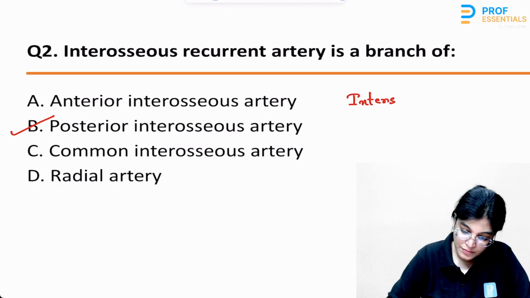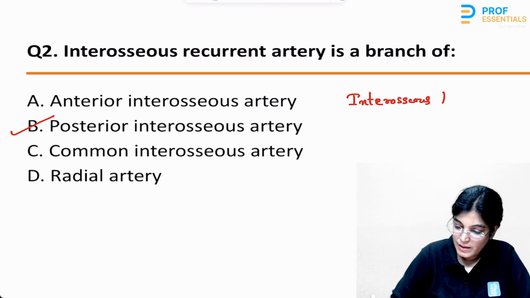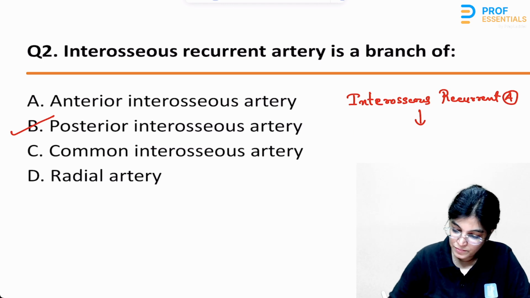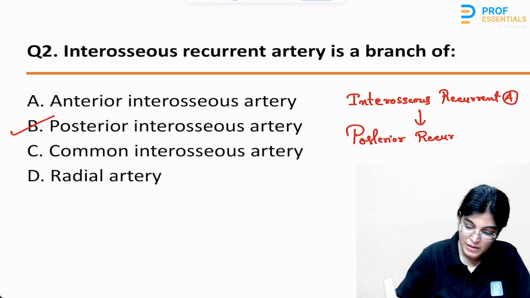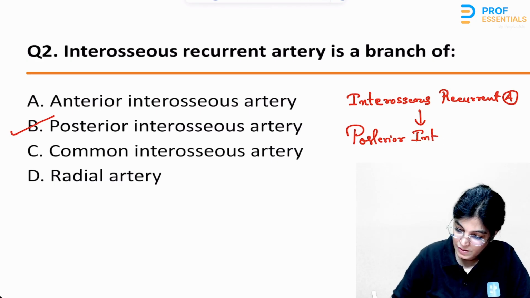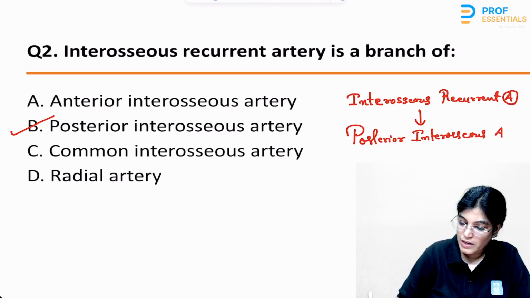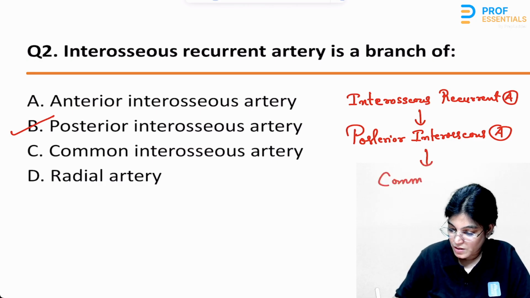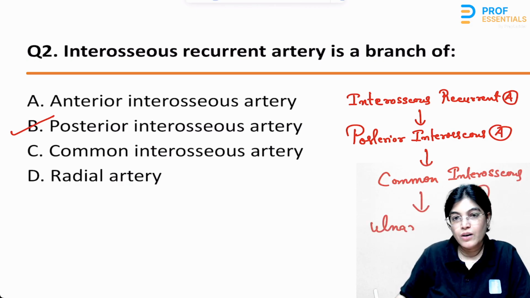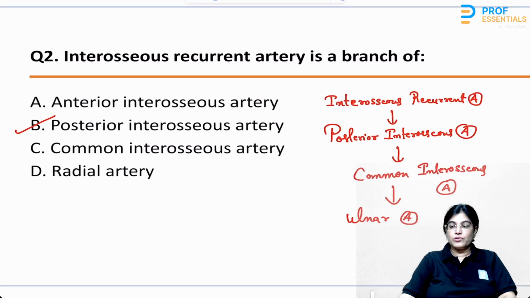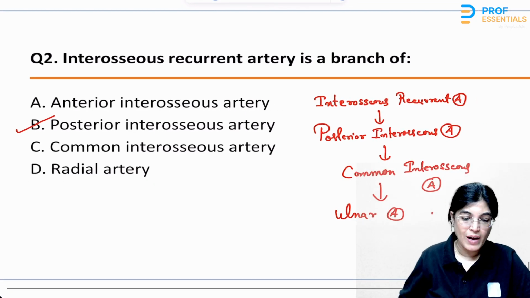Interosseous recurrent artery is a branch from the posterior interosseous artery. Posterior interosseous artery is a branch from the common interosseous artery. And the common interosseous artery is a branch from the ulnar artery. Okay, so this is the tree which you have to know. This is the bifurcation which you have to understand.